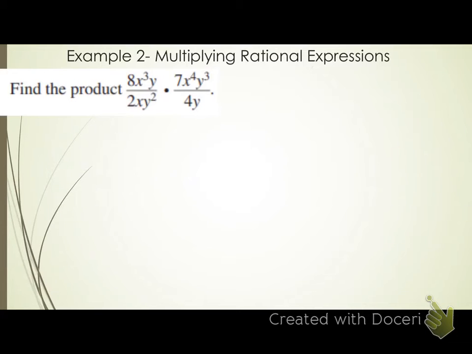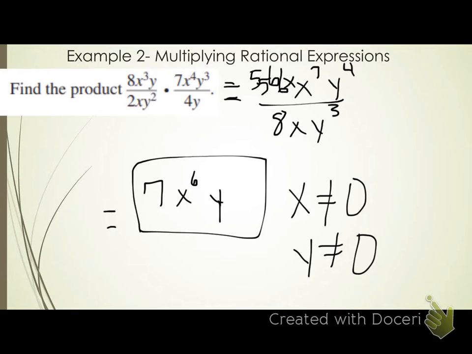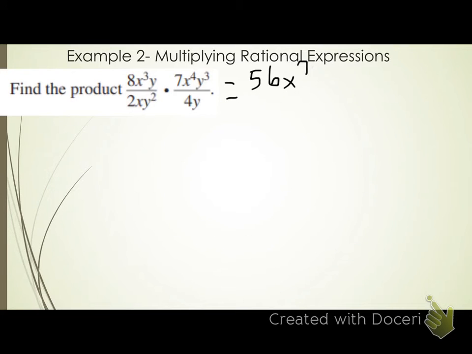So we're just going to multiply straight across first. What is 8 times 7? 56. X cubed times x to the fourth? X to the 7th. Remember, add those exponents if we're multiplying something with the same base. Y times y cubed? Y to the fourth.